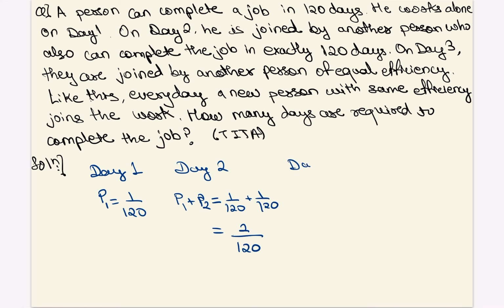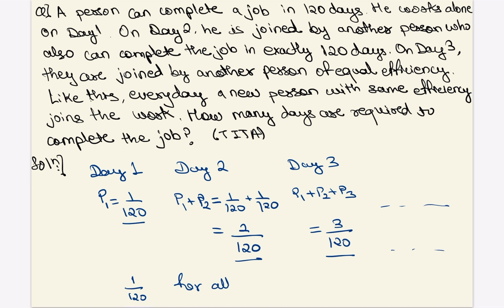On day 3, one more person joins them, which is person 1, person 2 and person 3, which basically gives us 3 by 120, and so on and so forth, right? So if you look at this, it's 1 by 120, 2 by 120, 3 by 120 and so on. If the efficiency is 1 by 120, then for all the work to be complete, the sum of all these values should be 1, right? Let's see on the next page.